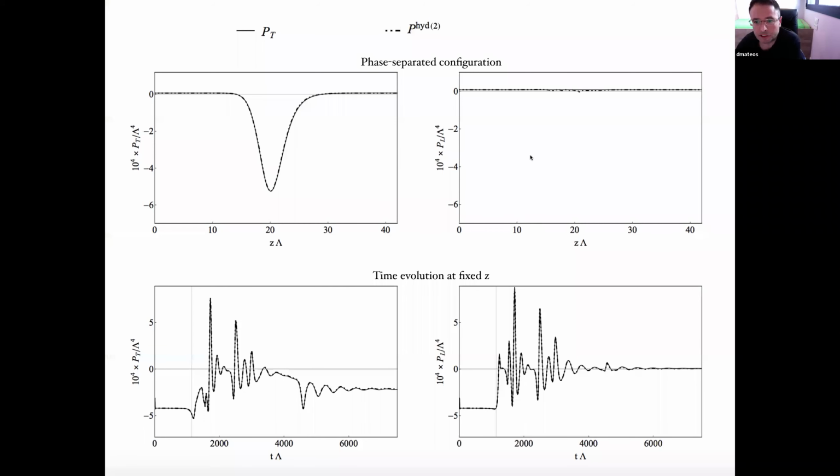These plots show the transverse and the longitudinal pressure in this system, as a function of z in the phase separated late time configuration. Here I'm taking a snapshot at very late times in which you have already formed this interface. I'm showing you the pressures that come out of the gravity calculation. The continuous line is the exact result. On top of that, I'm showing you the prediction from second order hydrodynamics. And you see it's spot on.